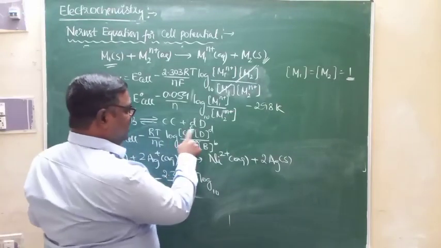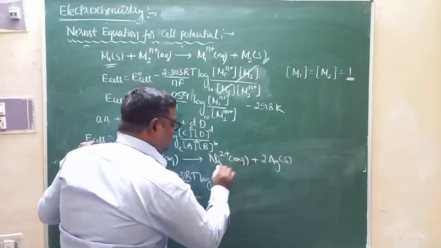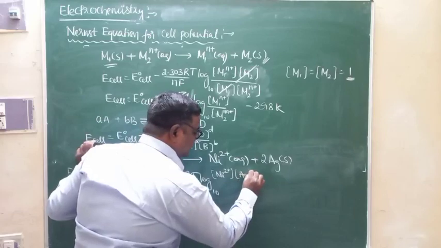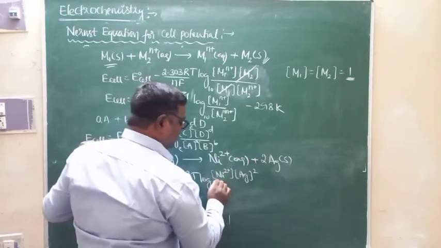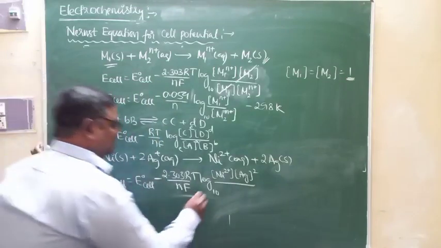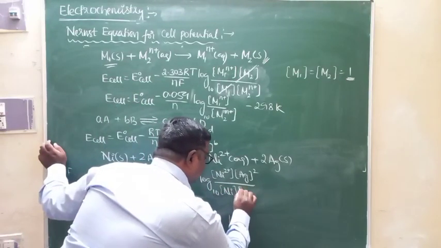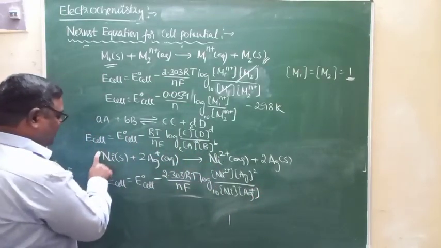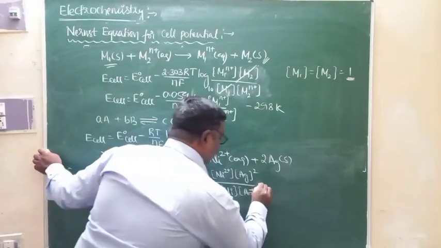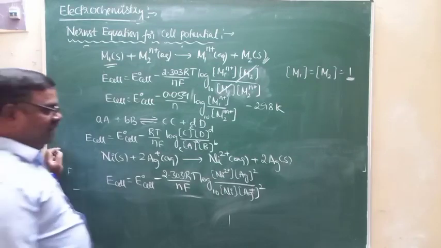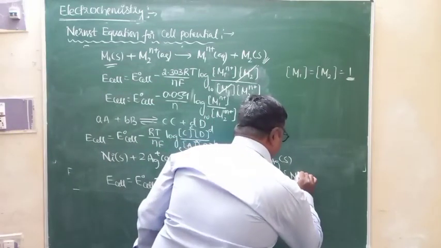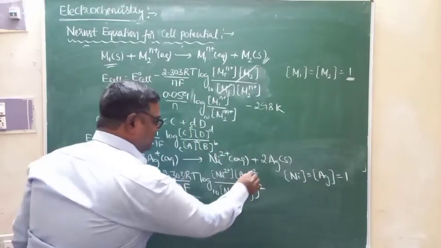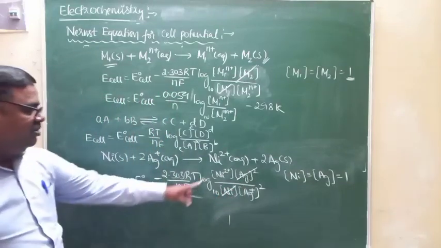Here, these are the C and D. The products are the concentration of Ni plus 2 and concentration of Ag to the power 2, divided by the reactants: concentration of nickel to the power 1, and concentration of Ag plus to the power 2, since the coefficient of Ag plus is 2. Now, the molar concentration of solid nickel and of solid silver is equal to 1, so they cancel.